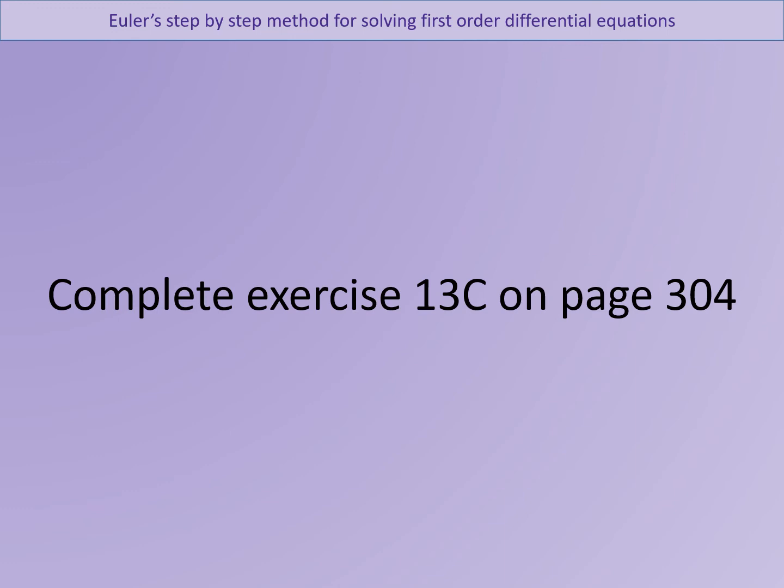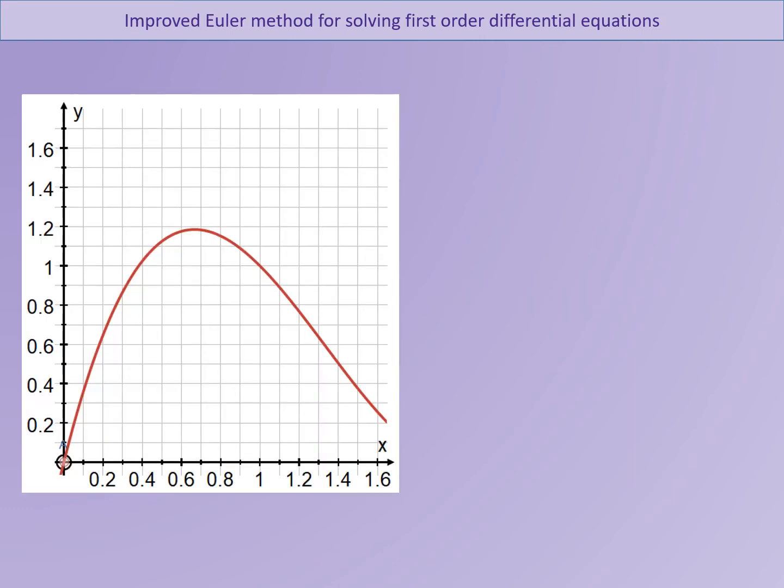Okay, so what I'd like to do, have a quick go at the exercise on 13C, and when you've had a go at a few of those, we're going to move on to improving Euler's formula. Okay, so just want a quick look at an example of why sometimes it's more appropriate to improve Euler's formula rather than just using the same formula that's in the formula book.